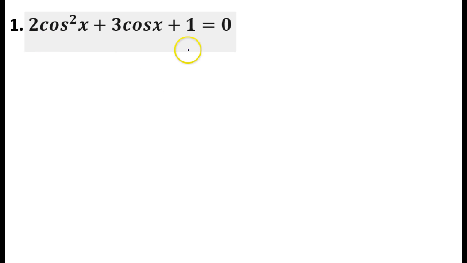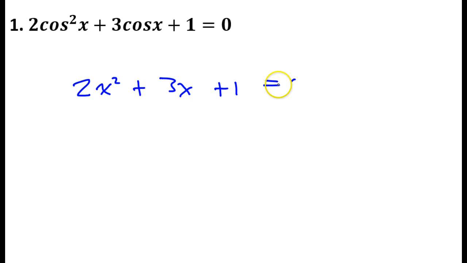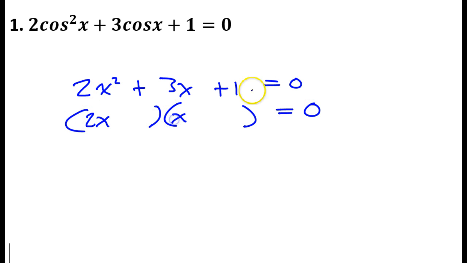Alright, this looks like a problem that might be factored. Compare this to, for example, instead of cosine squared, what if we just had 2x squared plus 3x plus 1 equals 0? We should be able to factor this probably, yeah? So 2x squared would be 2x times x. 1 would be 1 times 1. Inner plus outer must equal the middle.